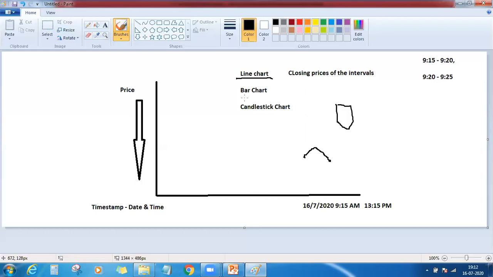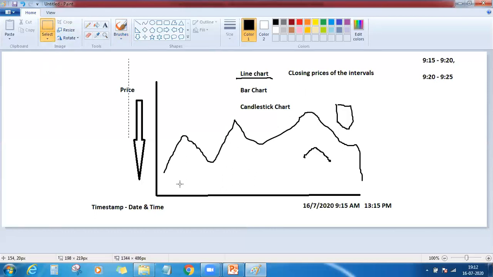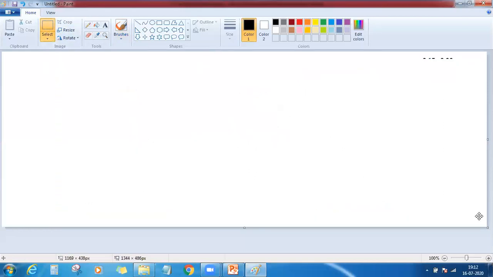So for that reason, traders have come up with something called as bar chart. So now your line chart, it just looks like this. This is very clear to us. As and when the price moves here and there, all those closing prices are connected using a line. That becomes your line chart. Next, we'll move on to the bar chart.